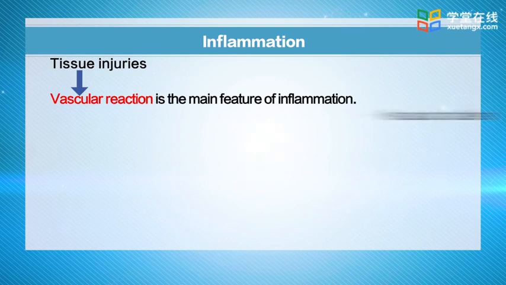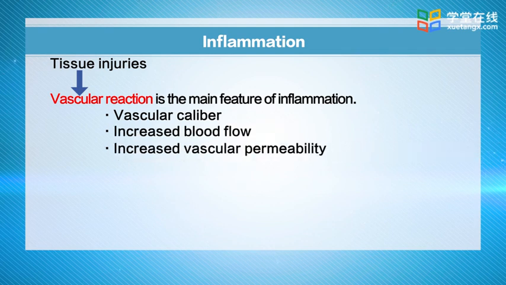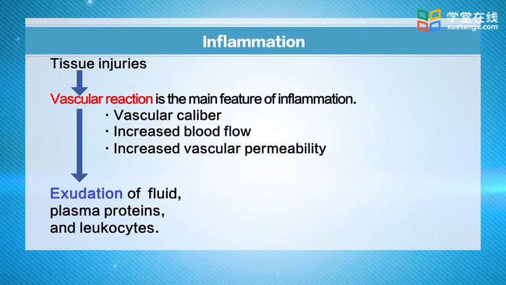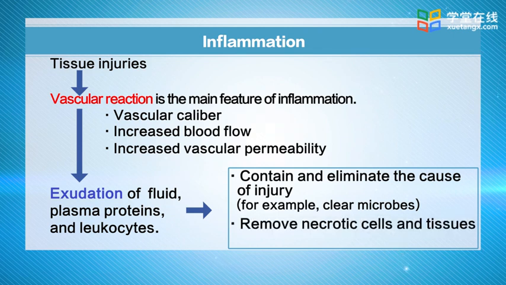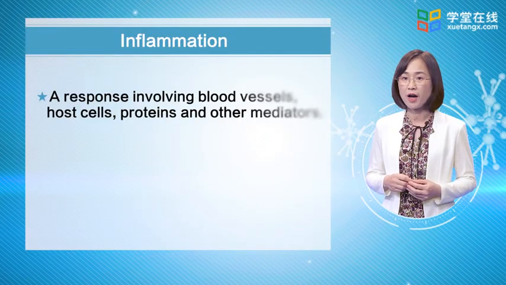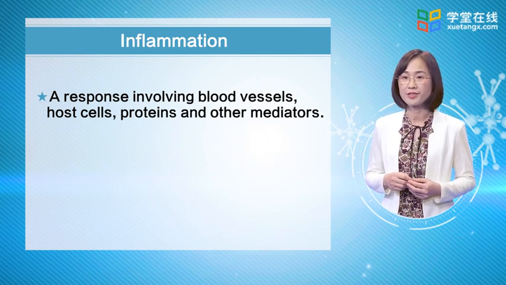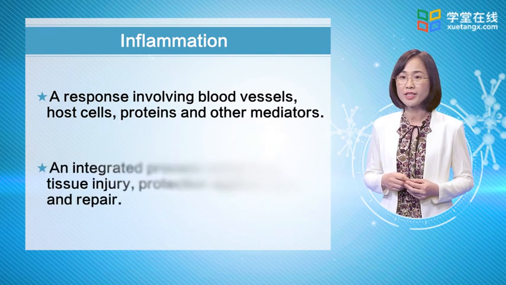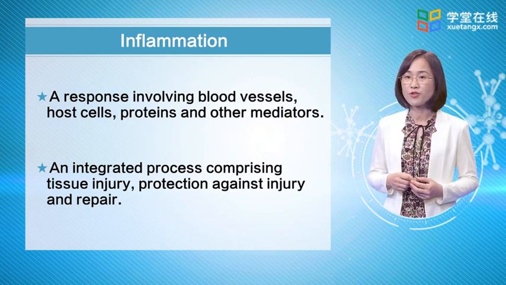This response involves changes in vascular caliber, increased blood flow, and vascular permeability, which will result in exudation of fluid, plasma proteins, and leukocytes. The inflammatory exudate can contain and eliminate the cause of injury, remove necrotic cells and tissues, and initiate the process of repair. Therefore, inflammation is a response involving blood vessels, host cells, proteins, and other mediators. And it is also an integrated process comprising tissue injury, protection against injury, and repair.